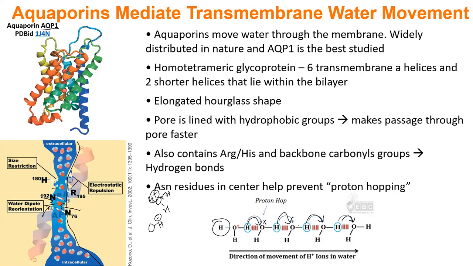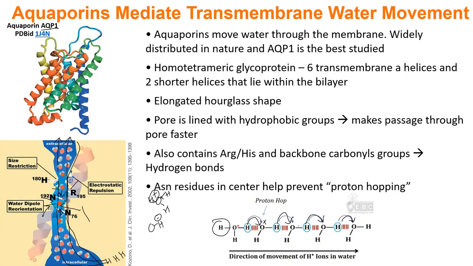Because if these asparagines weren't here, then you'd have a chain of water molecules in the channel. And what would happen is that proton hopping would naturally occur, right? So if you had a higher concentration of protons inside the cell than outside, then these protons would just flow out from proton hopping. They would just get passed from one water molecule to another until the pH was the same on both sides of the cell. We don't want that to happen. Proton gradients are very important to the cells.